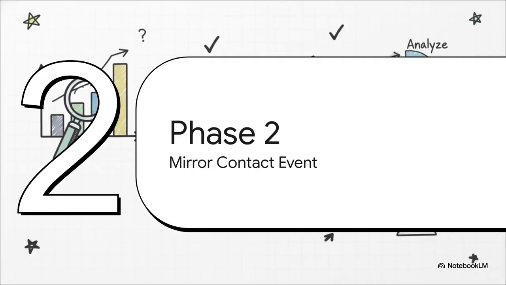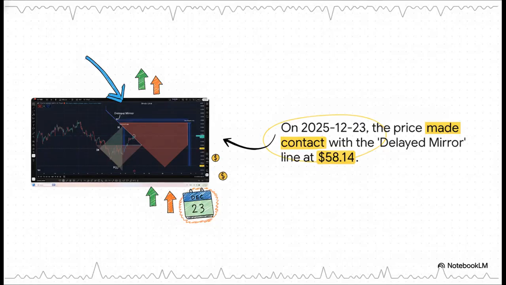Okay, so the plan was in place and the entry was triggered. The cycle was officially live. So let's see what the documentation recorded next, as the market moved into what's called phase 2. And here it is, the first key event after the entry. This happened just 8 days later, on December 23rd. The documentation shows the price moving up and making direct contact with that predefined delayed mirror line. That touch occurred at a price of $58.14.